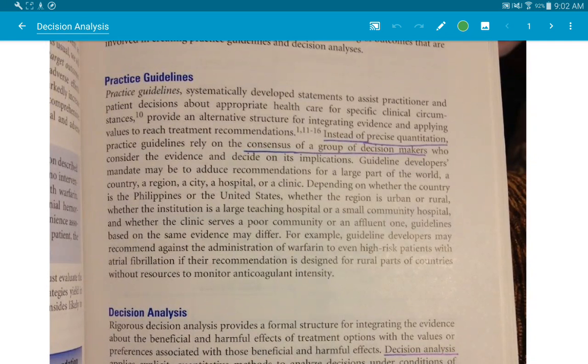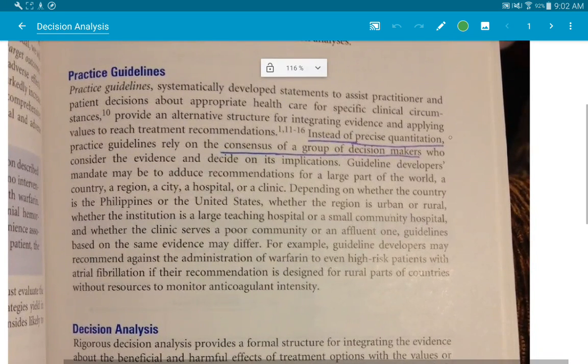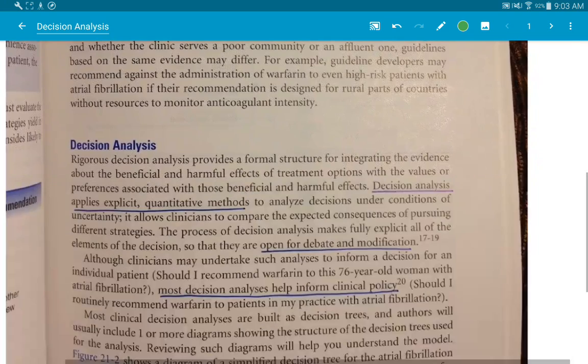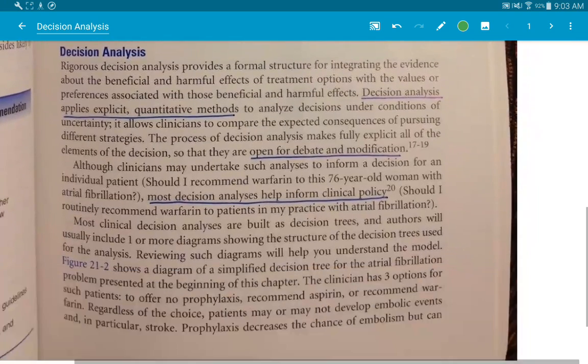An important point is that they may or may not rely on precise quantitation. In fact, historically, they did not. For a long, long time, they didn't really use precise quantitation. Now, why do I say that? Because that's the entire point of a decision analysis. By definition, a decision analysis is quantitative, and it uses very explicit, freely published rules that it abides by to come up with a quantitative answer to a clinical situation.